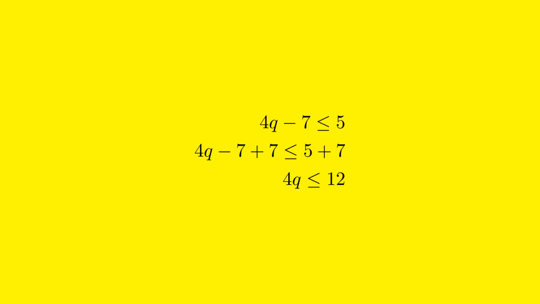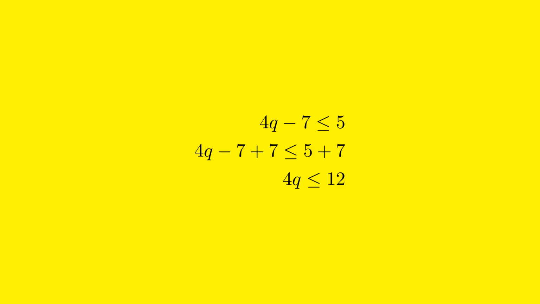This step is based on the principle that adding the same number to both sides of an inequality does not change the inequality's direction. So, we add 7 to both sides. This changes our expression from 4q minus 7 is less than or equal to 5 to 4q minus 7 plus 7 is less than or equal to 5 plus 7. The negative 7 and positive 7 on the left side cancel each other out because negative 7 plus 7 equals 0. So now our inequality looks like 4q is less than or equal to 12.